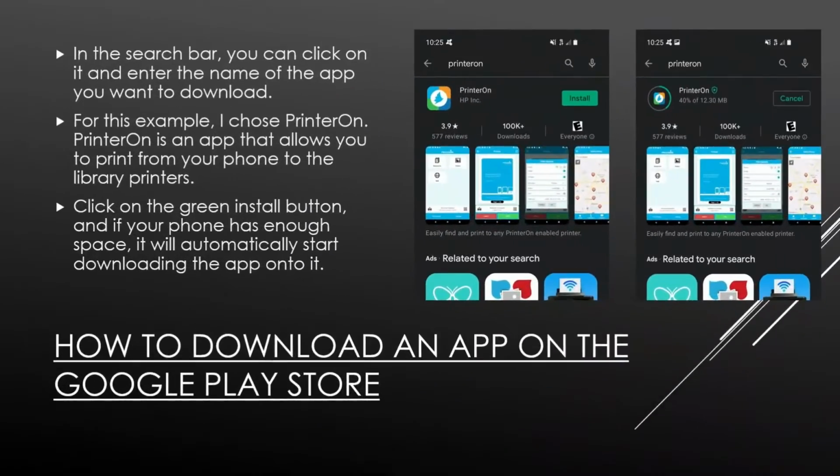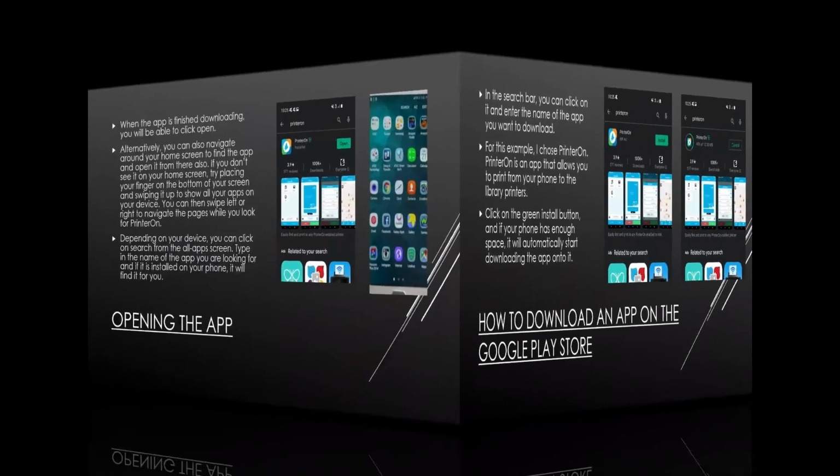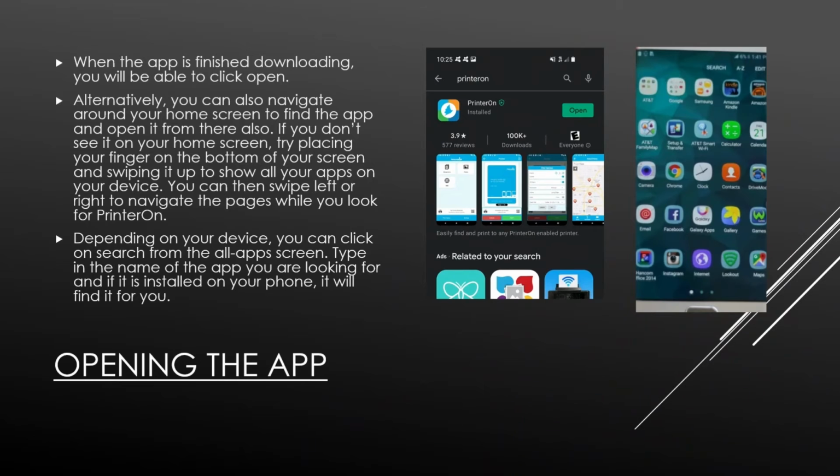In the search bar, you can click on it and enter the name of the app you want to download. For this example, I chose Printer On. Printer On is an app that allows you to print from your phone to the library printers. Click on the green Install button, and if your phone has enough space, it will automatically start downloading the app onto it. When the app is finished downloading, you'll be able to click Open. Alternatively, you can also navigate around your home screen to find the app and open it from there also.